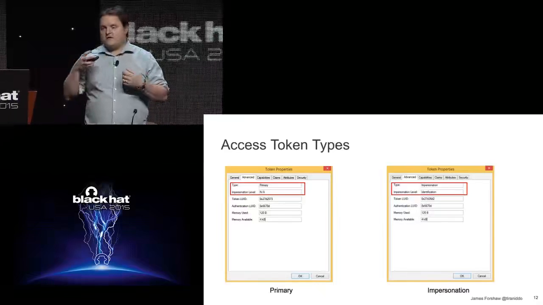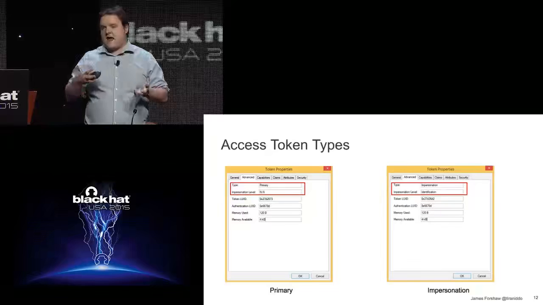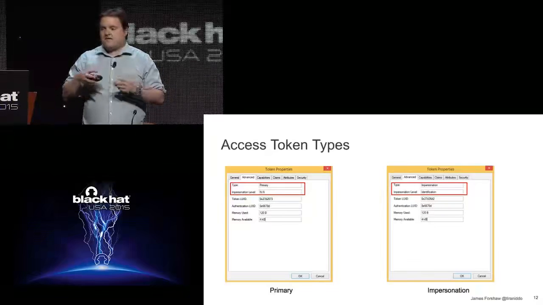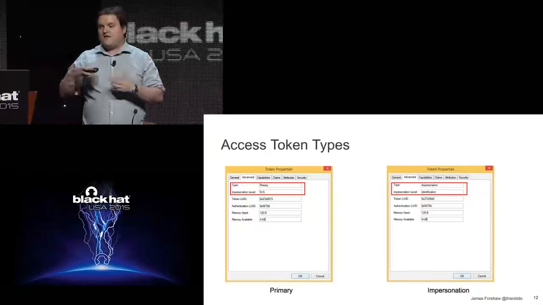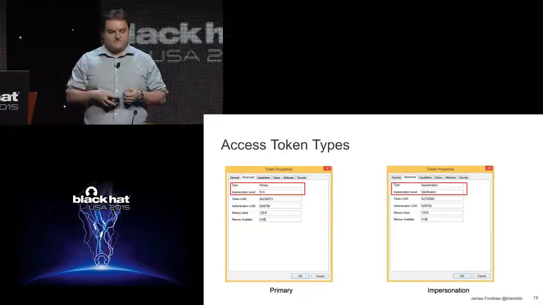They're assigned to a single thread, so when you're running in that thread, it can potentially perform any action that user would normally be able to do. And the impersonation token, when set, actually takes primacy over the primary token, so it will actually ignore your current token.